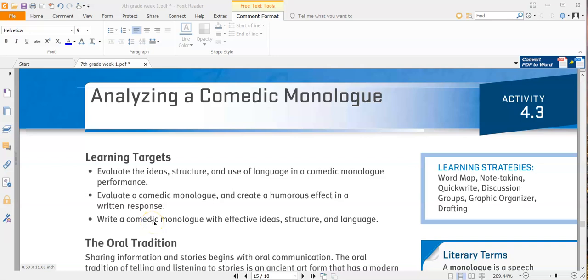Hi girls! So today we're going to go over 7th grade English week 1, activity 4.3, which is called Analyzing a Comedic Monologue.